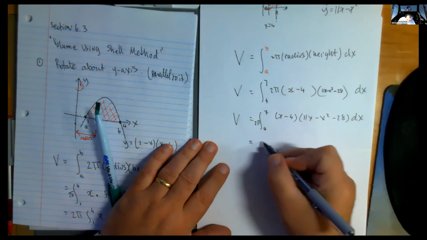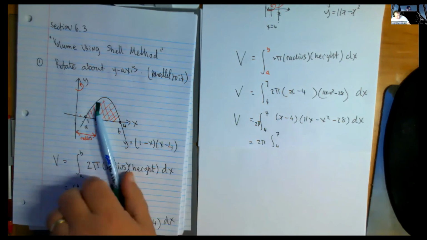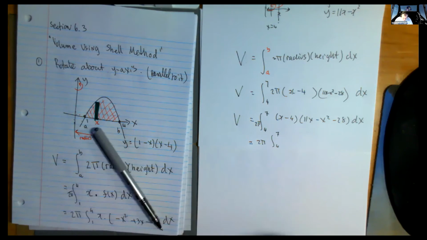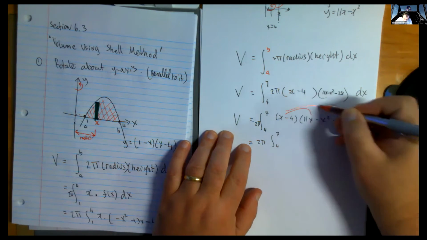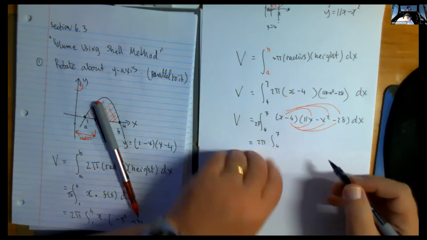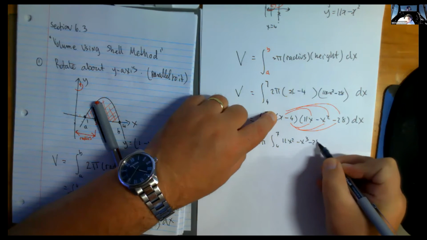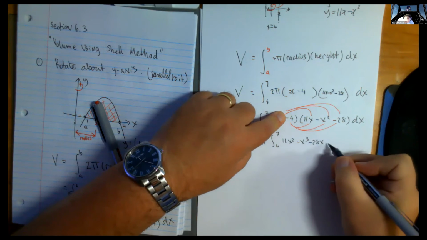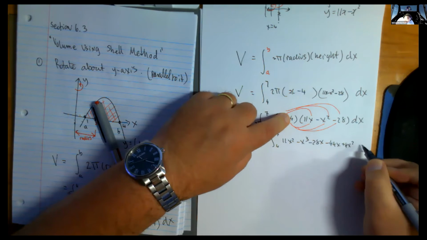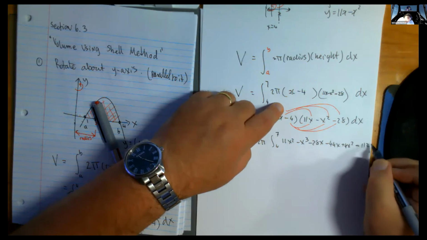I'll take it one more stage. It's a bit like foiling, but instead of 2 by 2, it's a 2 by 3. But the way that you typically do this is you go x times each of these 3, and then -4 times each of these 3. So let's see what we get. We get 11x squared minus an x cubed, take away 28x. Then you have a -44x, a plus 4x squared, and you finish with a -112, I believe.